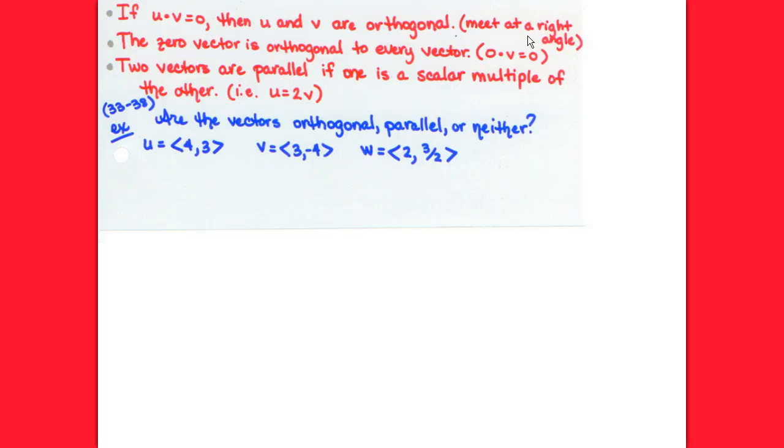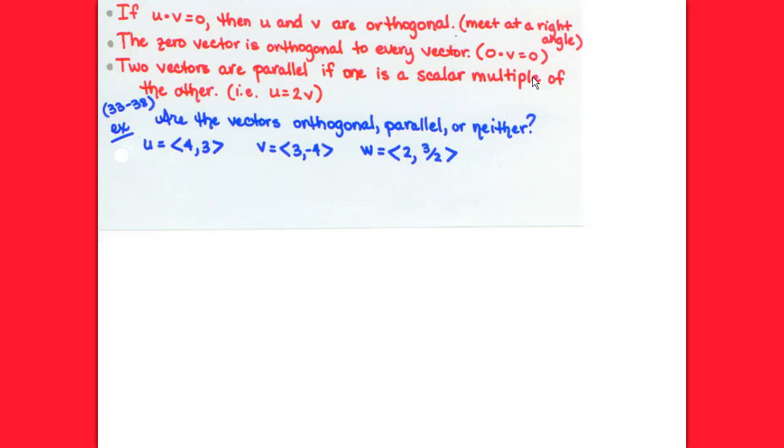Remember we said that if you dot the 0 vector with anything, you'll get 0? So if that's true, and if the dot product is 0, the vectors are orthogonal, that means the 0 vector is going to be orthogonal to every other vector, because when you dotted it with something, you would get 0.